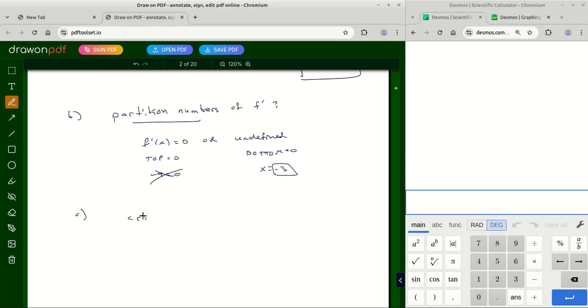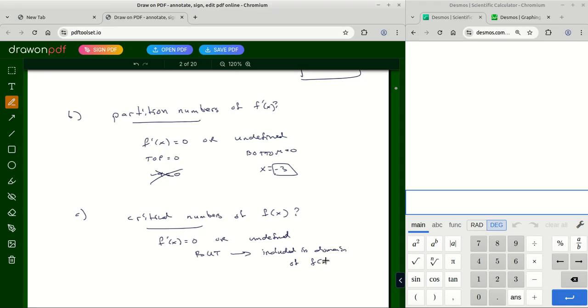Part C, they say now find the critical numbers of f of x. And notice there's a slight adjustment here: this was f prime of x, now that's just regular f of x. But critical numbers, what is that? It's going to be the same thing. So this guy's equal to 0 or undefined. But it's got to be included in the domain of f of x.